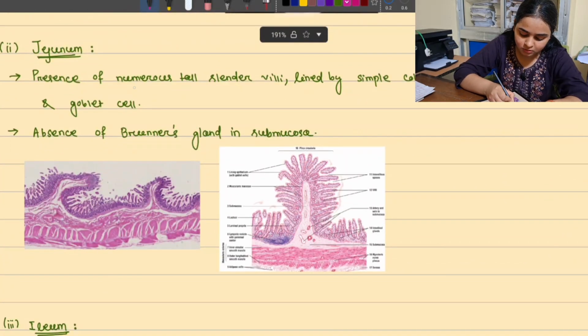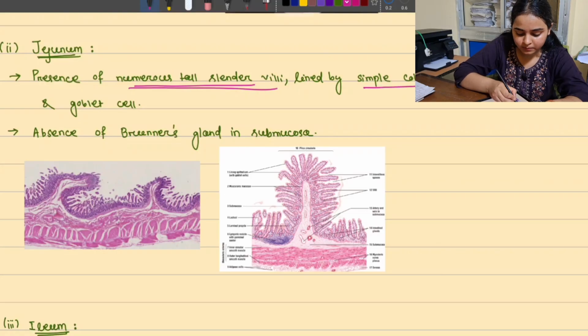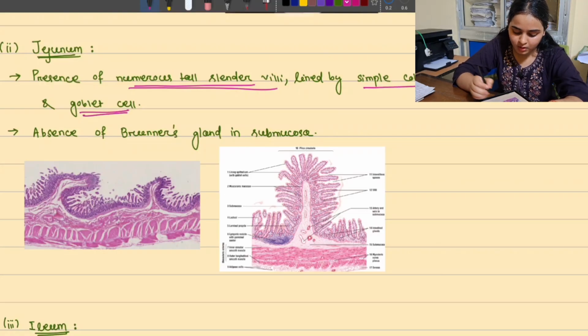Jejunum has presence of numerous tall slender villi lined by simple columnar epithelium and goblet cells. This is the same for both, but the only differentiating feature is the submucosal glands. Jejunum has no Brunner's gland in the submucosa.